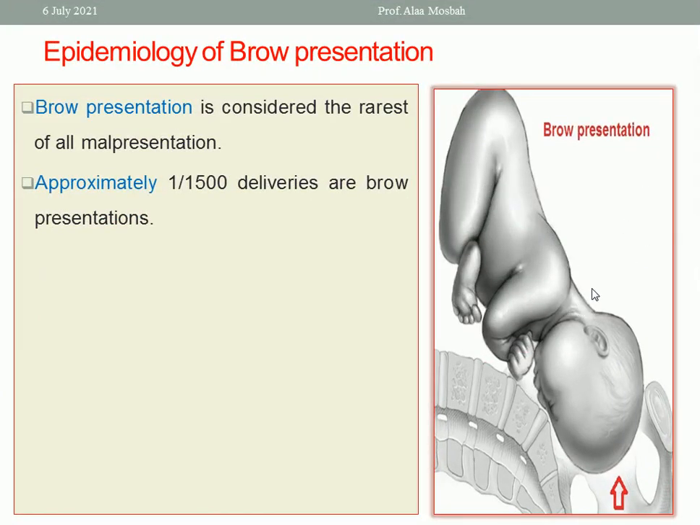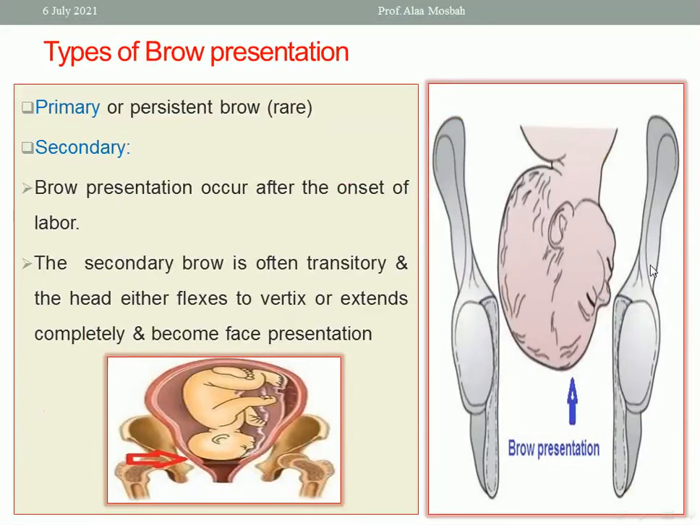Brow presentation is considered the rarest of all malpresentations, approximately 1 in 1,500 deliveries. We have two types, primary and secondary. We call it primary for persistent brow due to persistent cause, and it is diagnosed during pregnancy. Secondary brow presentation occurs after the onset of labor.